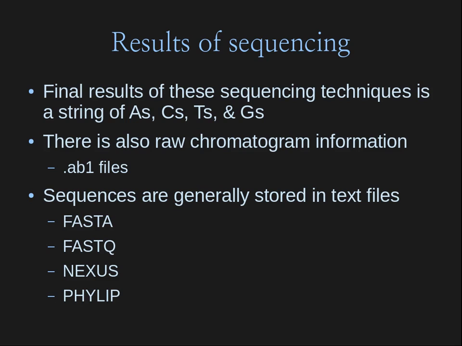Okay, and then the sequences themselves are generally stored as a text file, and here are a couple of the most common formats. I'm going to run through these. We have FASTA format, and FASTQ, which is really just a modification of FASTA that includes quality information, not the actual peaks, but just that bar information. We have Nexus files and PHYLIP files. There's actually a handful of other formats, but these are the most commonly used ones.